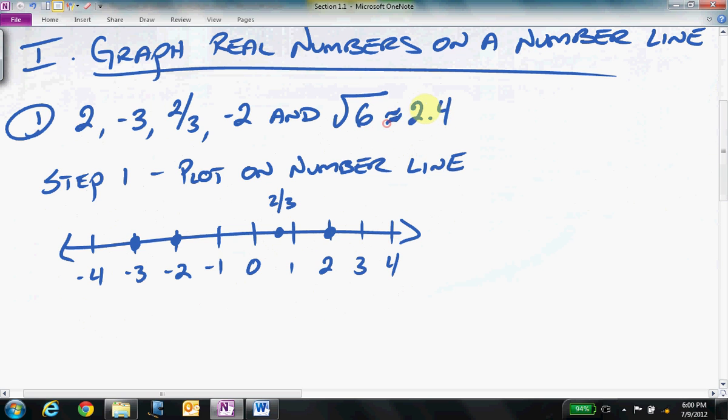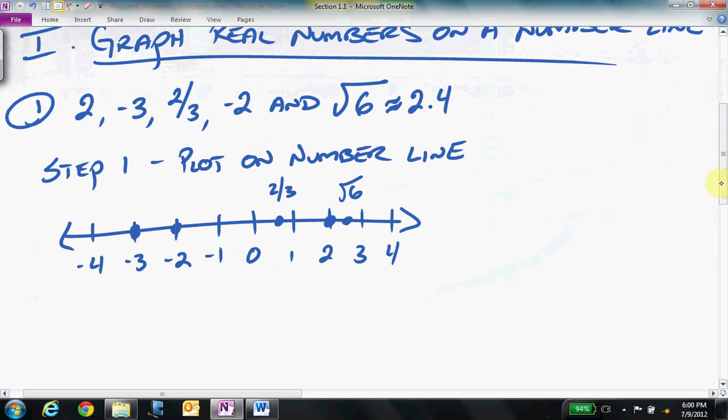So we'll actually give this little squigglies. This symbol here means roughly about or approximately. So since it's almost 2.5, I'm just going to throw a point right between 2 and 3 and label it with the square root of 6, because that's the exact value. Once you plot the points on the graph, you'll be able to basically read them from left to right, and you'll notice that they are in order from least to greatest already.